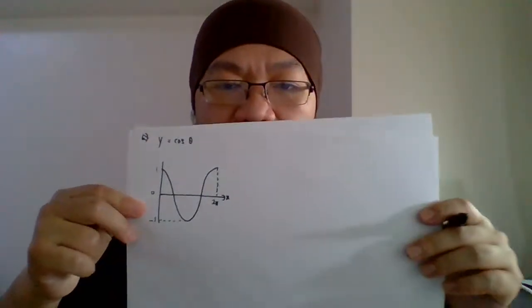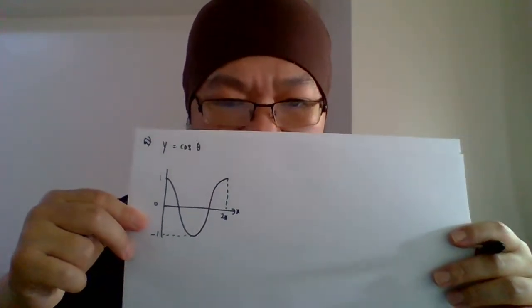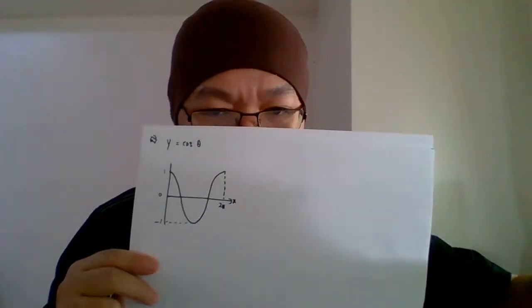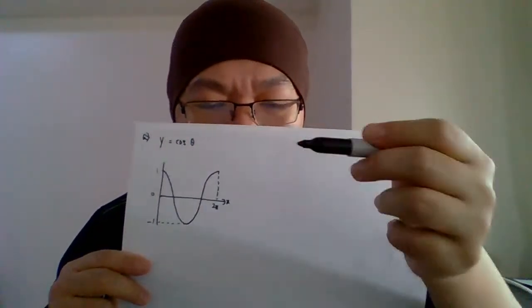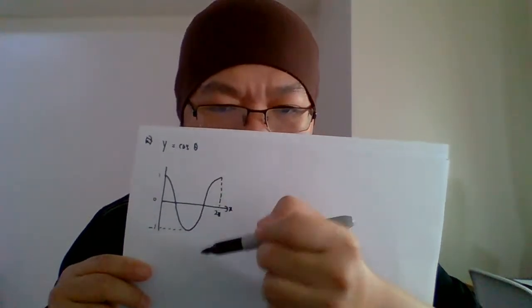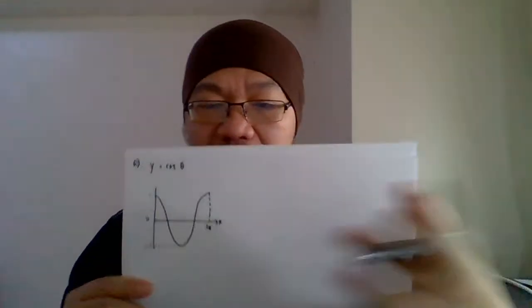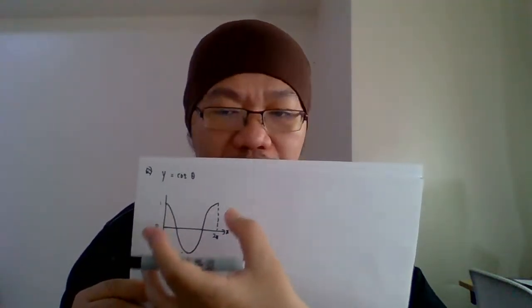Settle. This is your graph of y equals cos theta. It's different compared to sine. Sine is like a cacing, but this one is similar to a vase shape, pasu bunga. Okay, so settle about the basic graph y equals cos theta.